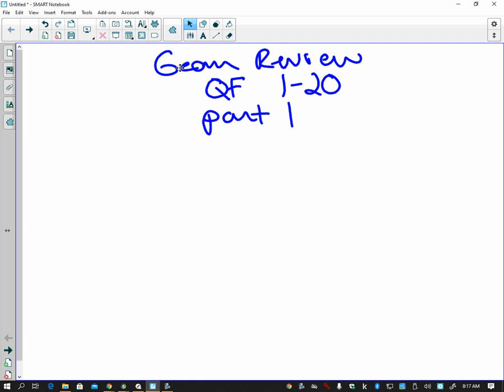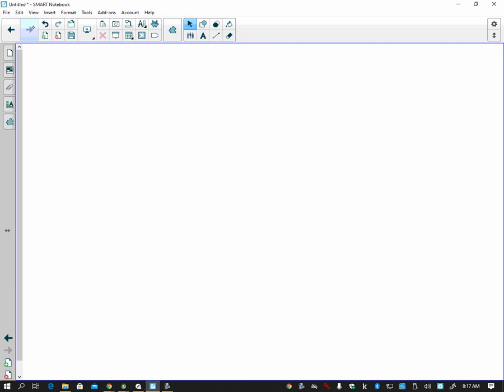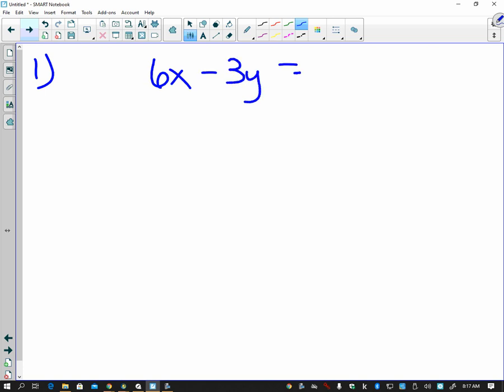All right, question number 1. Question number 1 is going to give you an equation. It's going to be in standard form, and it's going to ask you to put it into slope-intercept form, and then identify what is the slope, what is the y-intercept. So it might give you something like 6x minus 3y equals 12. We want that in slope-intercept form. We then want to identify what is the slope, what is the y-intercept.